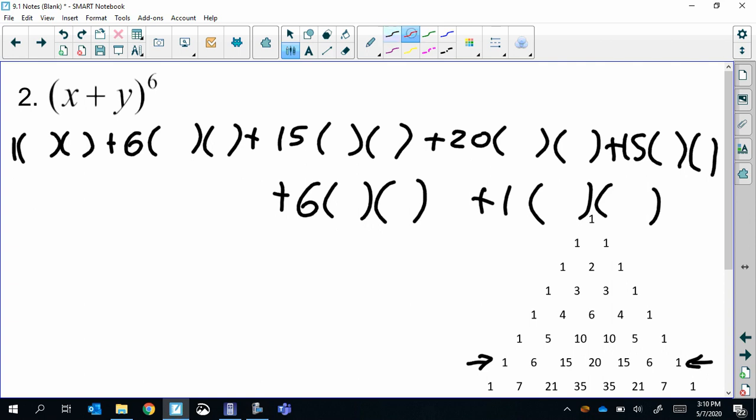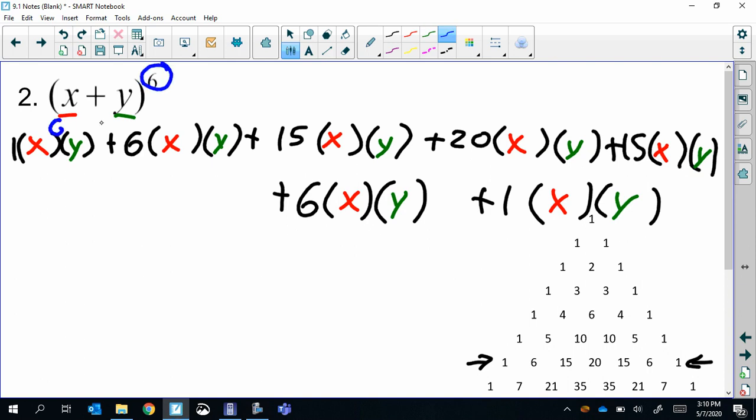All right, now we fill in. X goes first. And then we're going to fill in the y next. It's positive, we would take that sign with it also. And now we're going to fill in our exponents. We're going to count down starting at 6. And then we're going to count up, going back. 6, 5, 4, 3, 2, 1, 0.